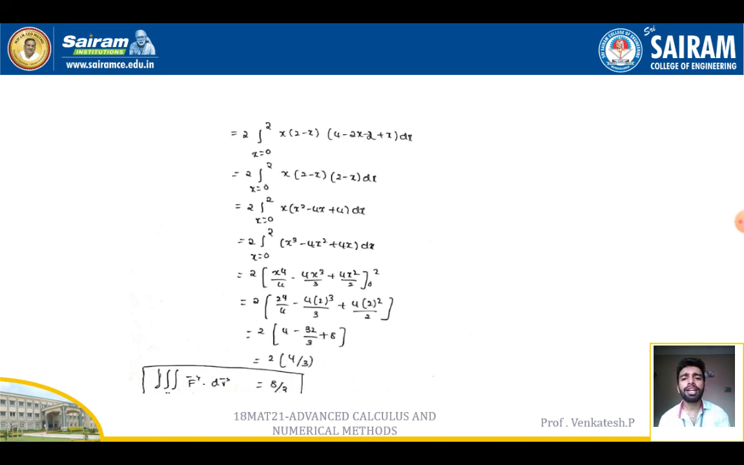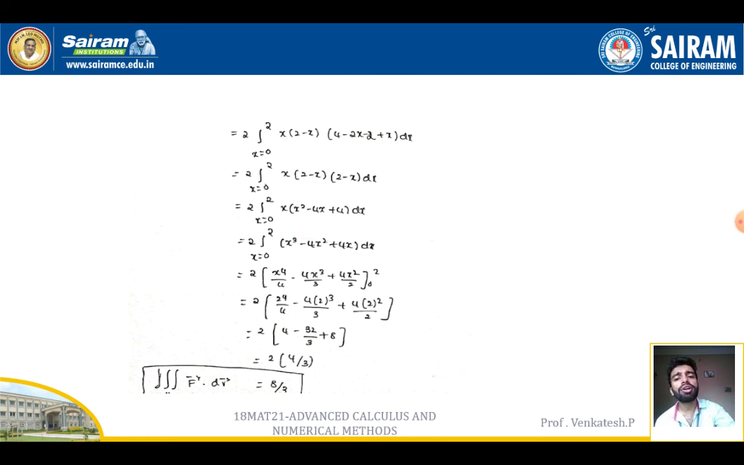On simplifying further, by taking (2 − x) as a common factor, I get 2 times the integral of x from 0 to 2, of x into (2 − x)[4 − 2x − 2 + x] dx. So 2 into x into (x − 2) whole squared, which equals 2 times the integral from 0 to 2 of x(x² − 4x + 4) dx. Expanding by taking x inside the bracket, I get 2 times the integral from 0 to 2 of (x³ − 4x² + 4x) dx.